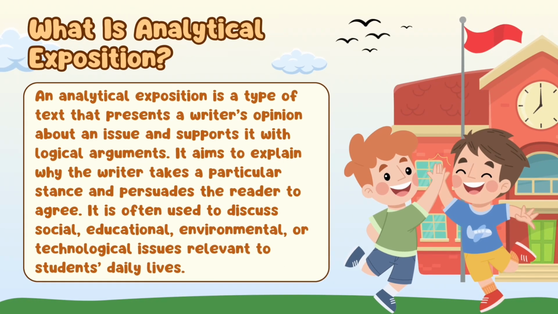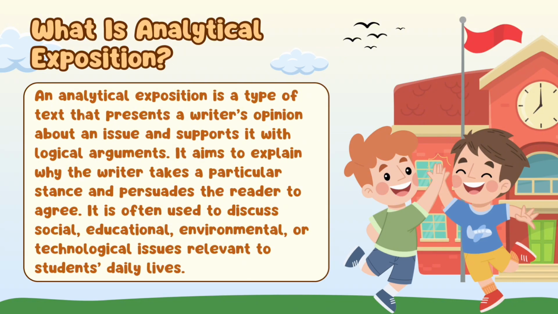So, what is analytical exposition text? An analytical exposition text is text that presents a writer's opinion about an issue and supports it with logical arguments. Its main goal is to explain why the writer takes a particular stance and persuade the reader to agree with the viewpoint. This type of text is commonly used to discuss social, educational, environmental, or technological issues that are relevant to students' daily experiences.